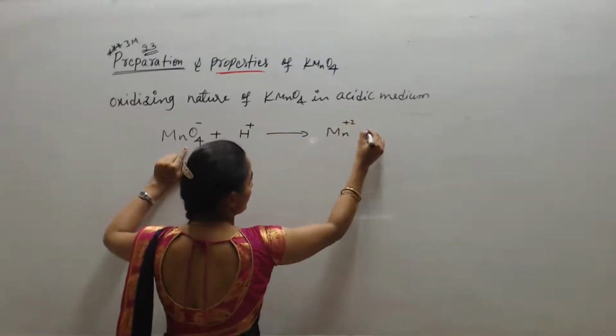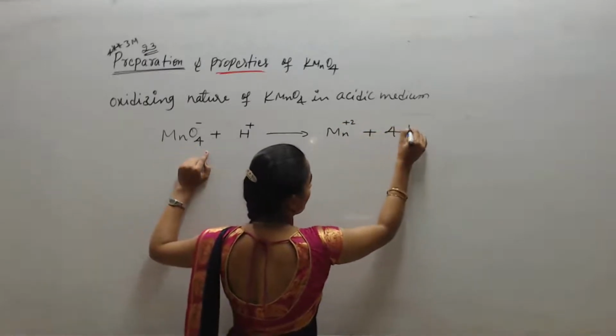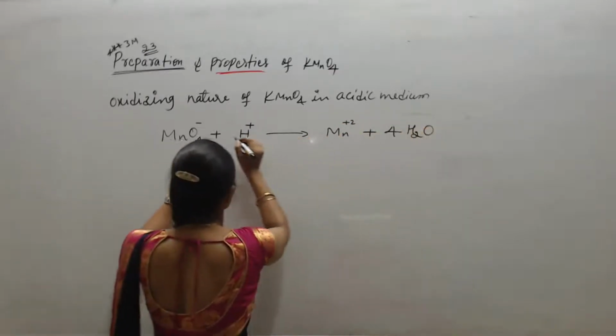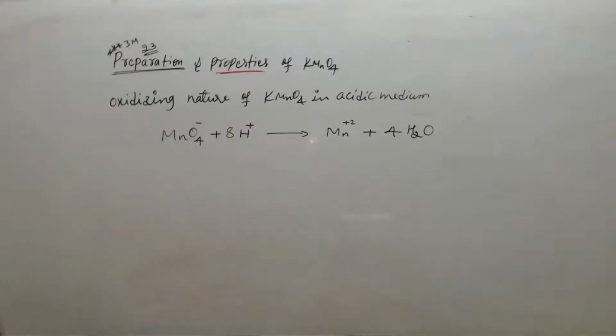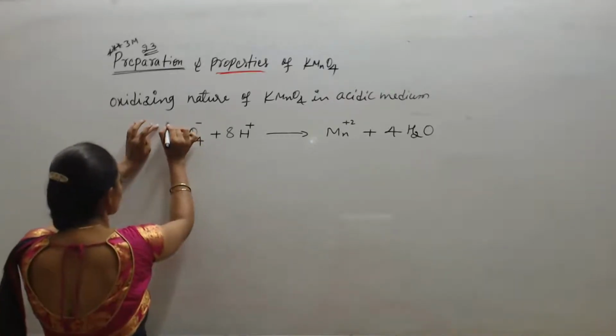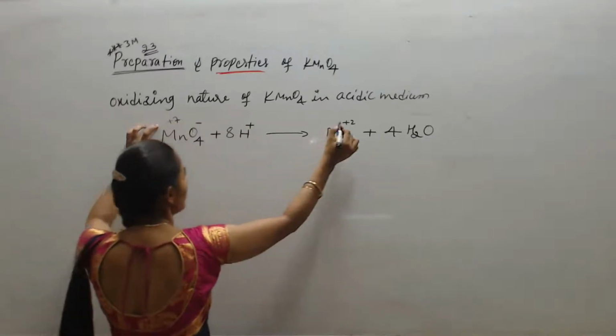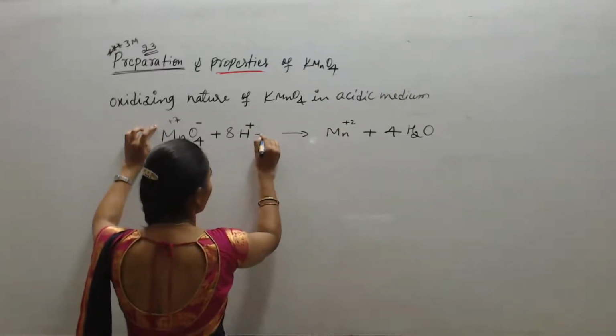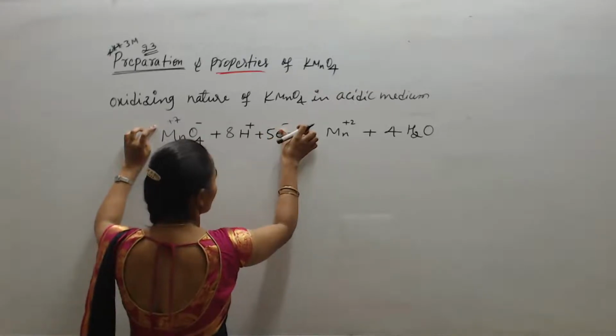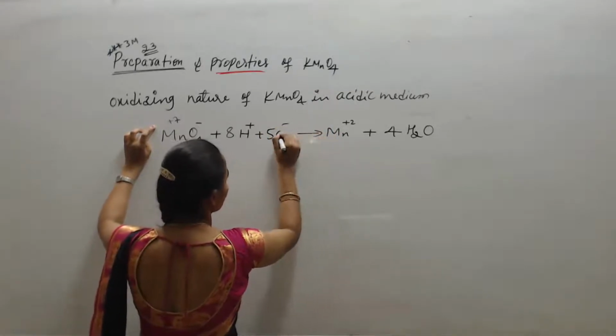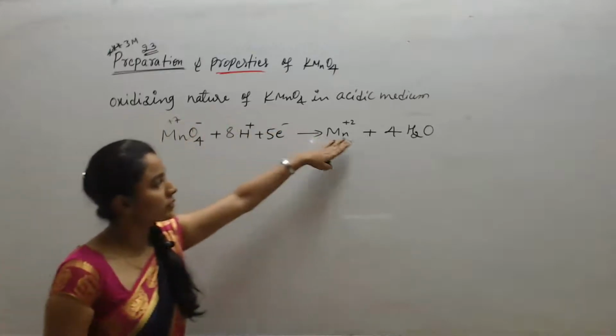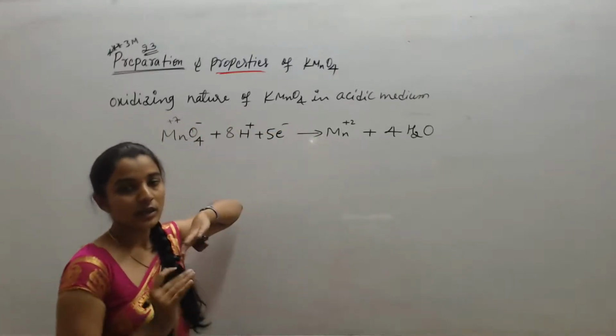Mn2+ plus 4H2O. If 4H2O is there, then this is 8H+. So this is the ionic reaction of KMnO4 in the acidic medium. So students, here how many electrons are exchanged? Here +7 is there, here +2 is there. Then the number of electrons exchanged is 5 electrons. Correct? +7 to +2 means 5 electrons are exchanged.